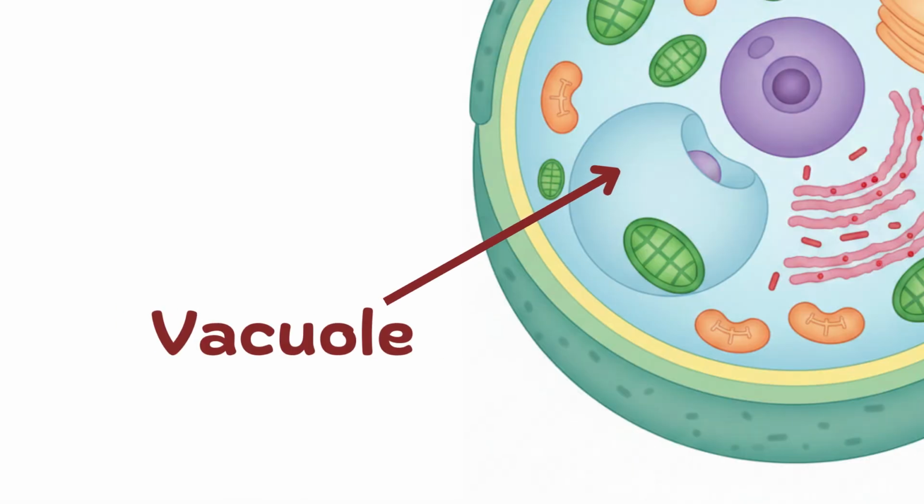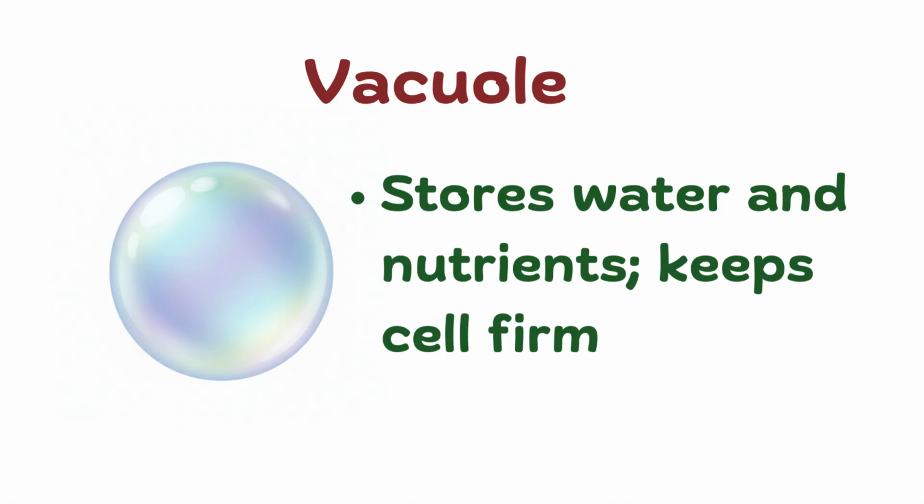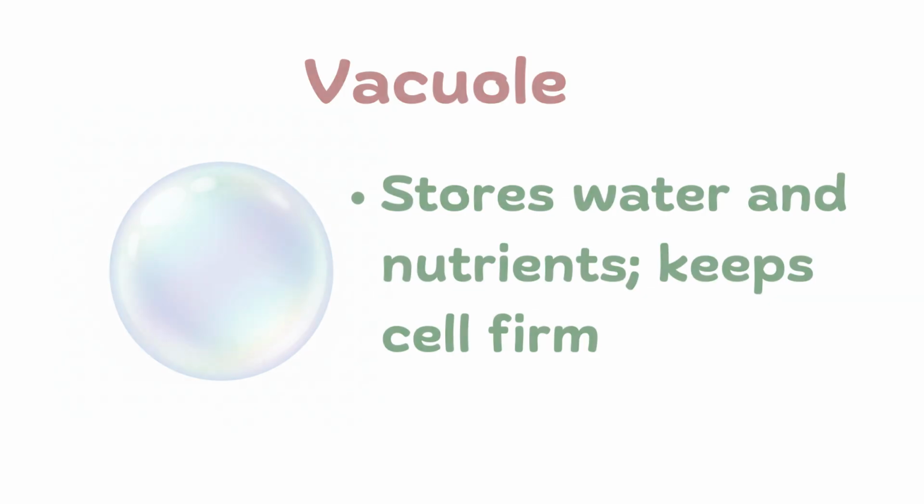Vacuole. The vacuole is a large storage sac inside the plant cell. It stores water, nutrients, and waste materials. In plant cells, it also helps maintain pressure inside the cell, which keeps the cell firm and upright.